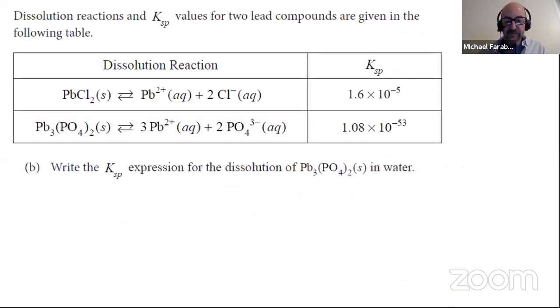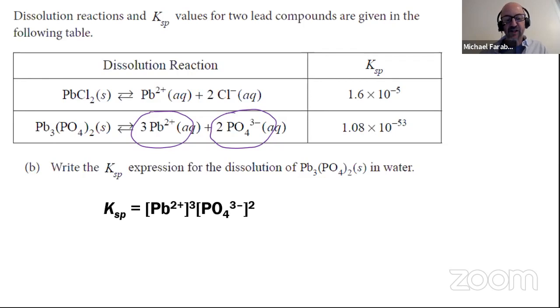Now, speaking of KSP, we have not only lead chloride, we also have lead phosphate. Notice that we have coefficients here, and these coefficients will be featured as exponents in the KSP expression.